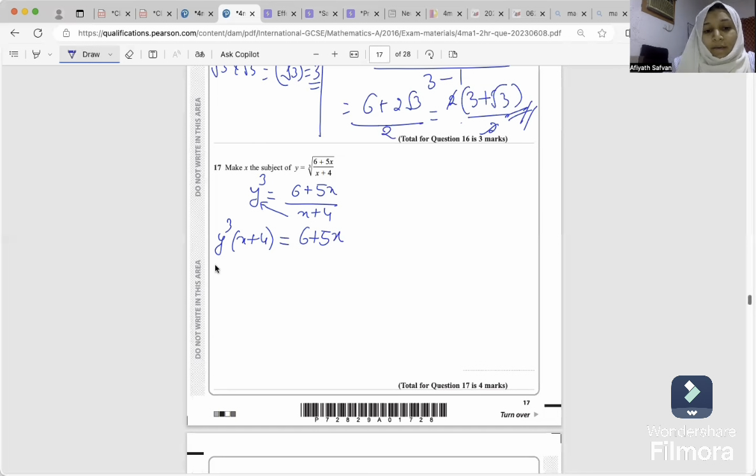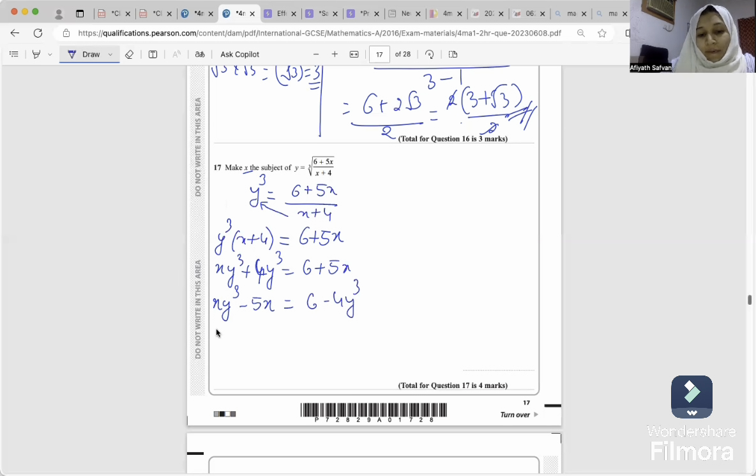Therefore, get rid of the bracket now. So x into y cube plus 4 into y cube, which is equal to 6 plus 5x. Remember, we have to make x the subject, so collect the x terms on one side and the other terms on the other side. Therefore, x y cube minus 5x is equal to 6 minus 4y cube. Now I can factorize this, taking x as common, so x times (y cube minus 5) is equal to 6 minus 4y cube.